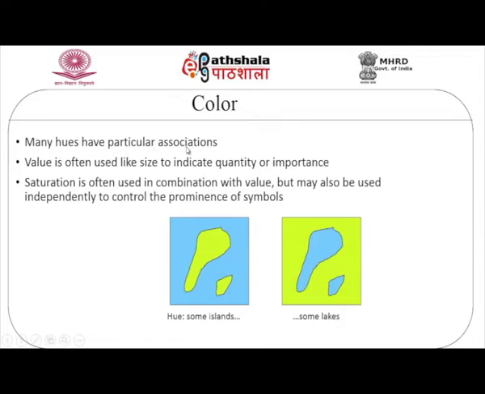Many hues have particular associations. The value is often used like size to indicate the quantity or importance. Saturation is often used in combination with value, but it may also be used independently to control the prominence of symbols. So here we can see some islands in between lakes, and here some lakes in between islands. That is a kind of representation using color.